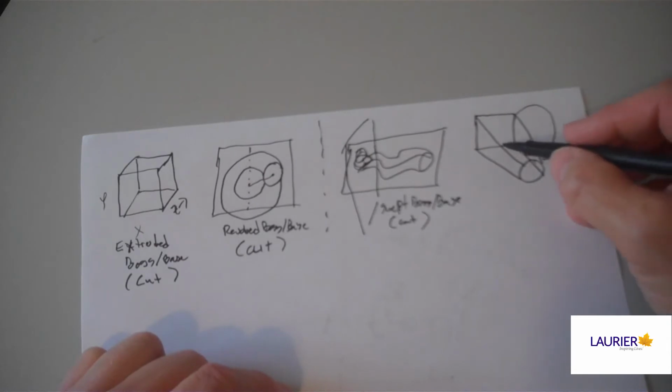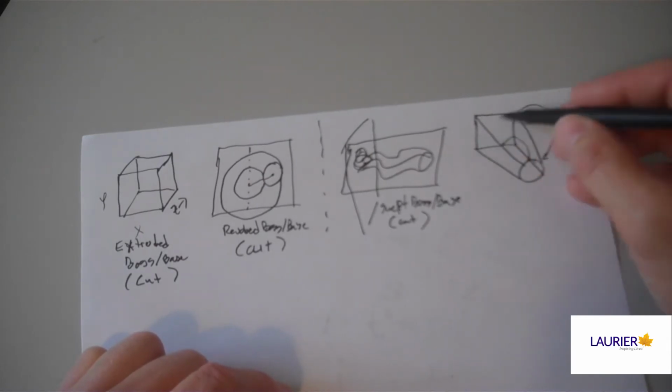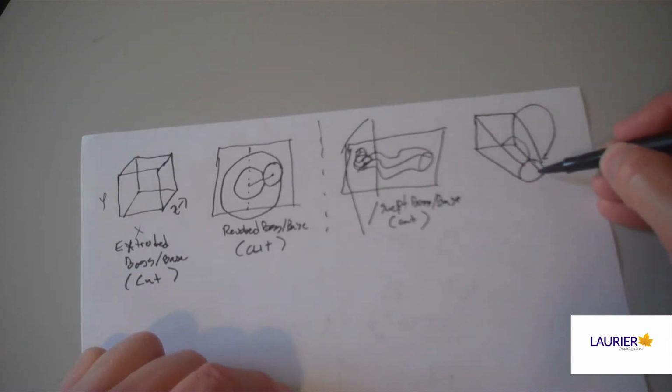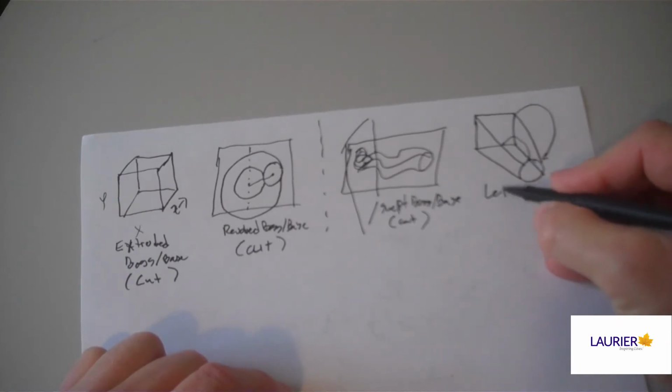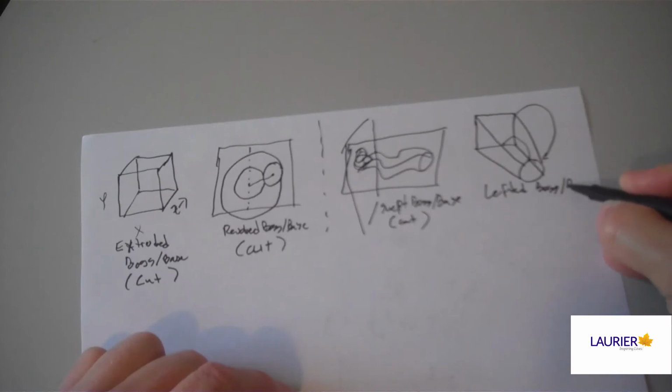We can also set things up with guidelines so that we can make the transition from one contour to another follow a specific path. This tool is called the lofted boss base if we're adding material, and called, well, you guessed it, a lofted cut if we're removing material.